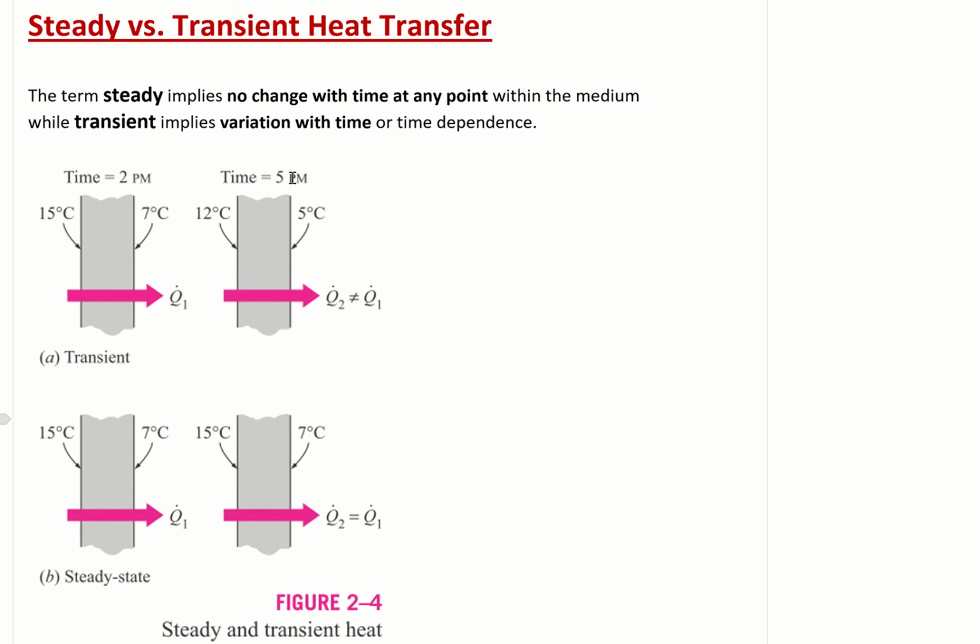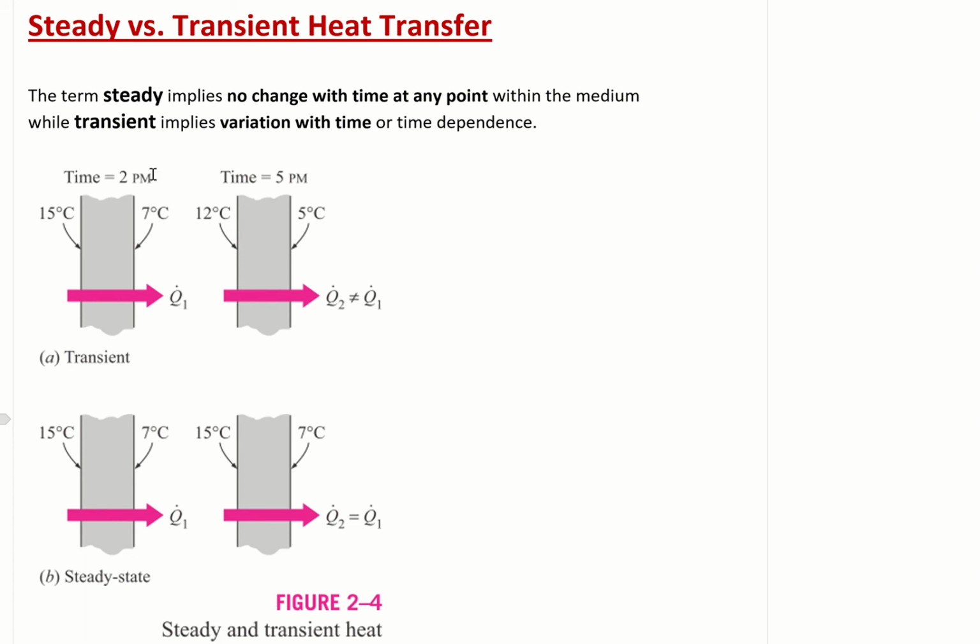And then at a later time, at 5 p.m., the temperature is the same, 15 degrees on this side of the wall and 7 degrees on this side of the wall. So this is called steady state, meaning that there's no change with time at any point. Now, if you take a look at this one up here, this one's an example of transient, meaning that there's a change with time.